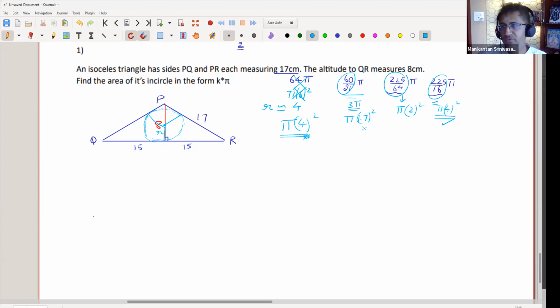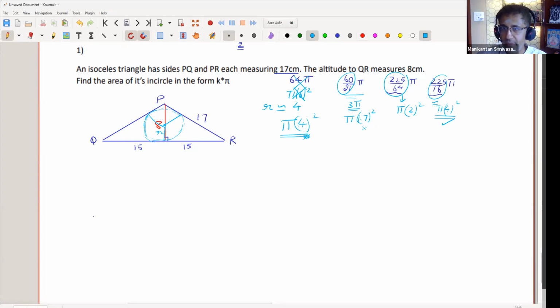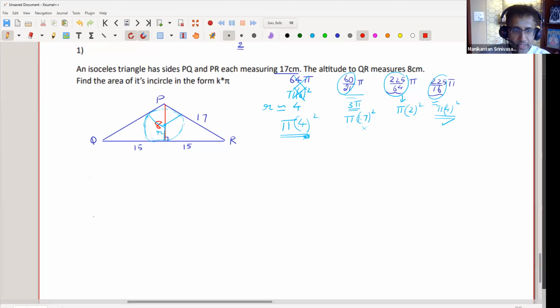Suppose I forgot the formula for incircle radius, whatever, you should still be able to intelligently eliminate a few answers. Now, what is the radius of the incircle? Delta by S, right? Delta is the area, half into base into height.